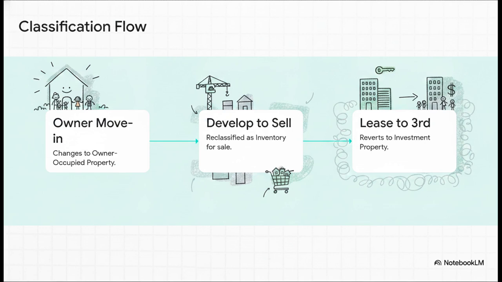The exact moment an owner moves their staff into a formerly leased building, it triggers a mandatory reclassification from investment property to owner-occupied. If they decide to suddenly develop the land for sale, boom, it becomes inventory. Conversely, if they pack up, move the staff out, and start leasing the building to a third party, it shifts right back to being an investment property.